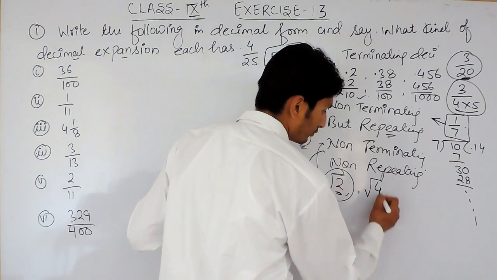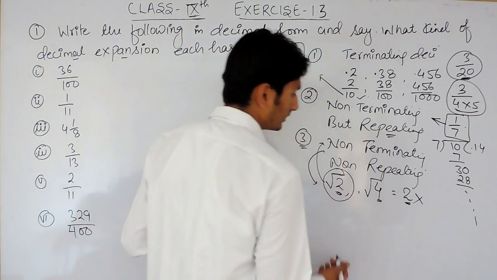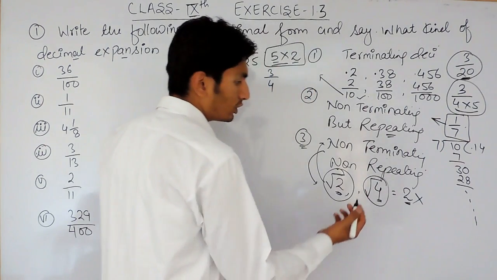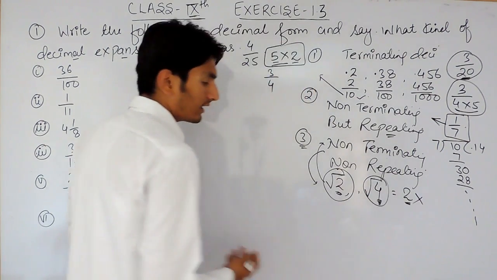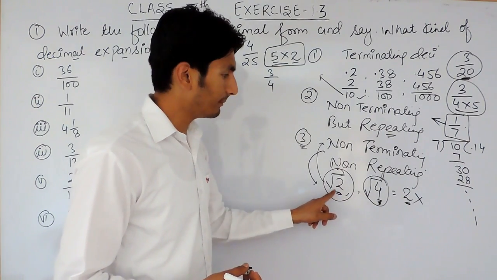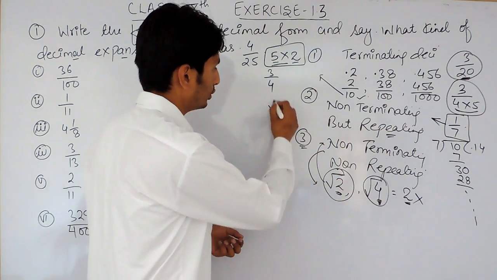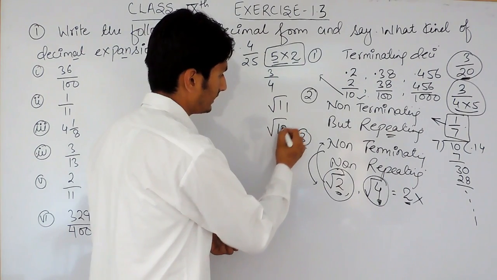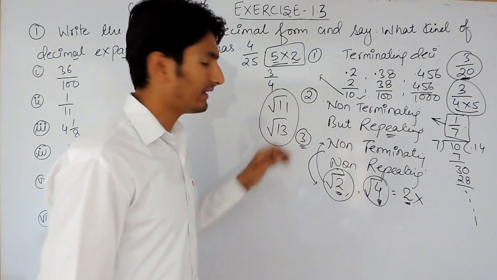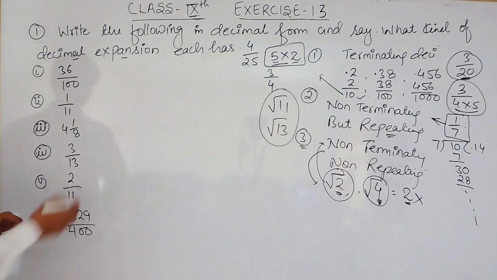But if I talk about root 4, this can be written as 2. So this is not non-terminating and non-repeating. This is a perfect square. Except perfect squares, the other numbers are generally non-terminating and non-repeating. For example, root 11, root 13, all these are known as non-terminating and non-repeating decimals. So here you have to find what kind of decimal expansion this has.